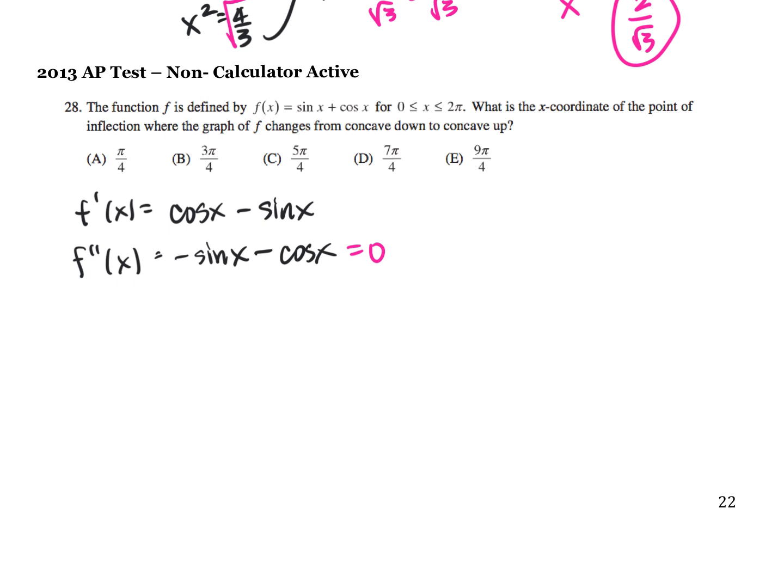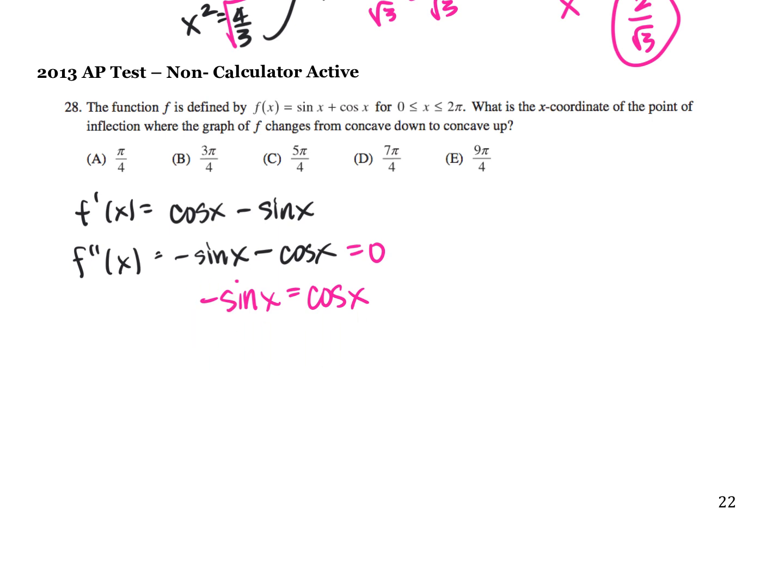You want to add cosine or add sine to the other side? I don't care. You want to add cosine? So we got, when does negative sine equal cosine? Think about that unit circle. When does negative y coordinate equal the x coordinate? Or you can think, when are they equal, except the y is negative?